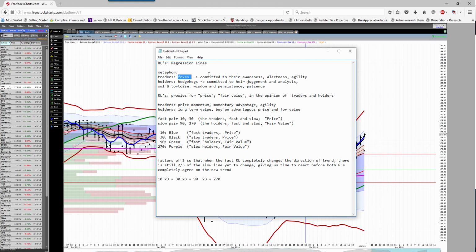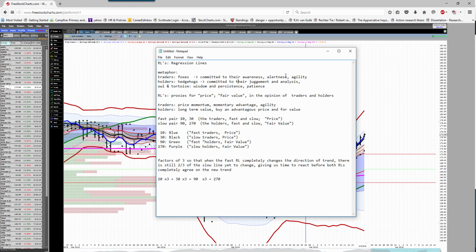And these are quick, fast, shifty dudes committed to their awareness, their alertness, and their agility. That's where their edge comes from. That's their nature. And I want you to think of the holders like little hedgehogs, committed to their judgment and the correctness of their analysis with some patience. They do one thing, they analyze the market, they find fair value, they get it right, and then they hold on to that judgment in the face of contrary evidence and are slow to change their minds.